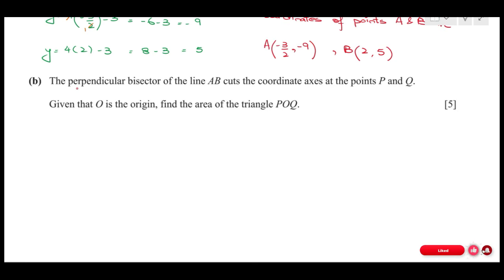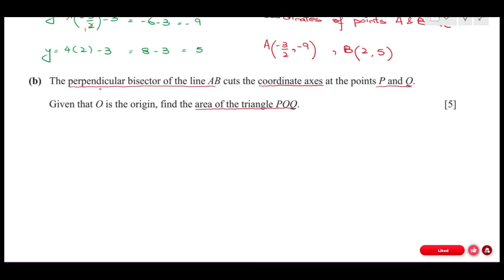Now for part B, the perpendicular bisector of line AB cuts the coordinate axes, which are basically the x and the y axis, at the points P and Q. Given that O is the origin, find the area of the triangle POQ. Okay, so first we need to figure out the perpendicular bisector of the line AB, and then it cuts the x-axis, you will get the point P. It cuts the y-axis, you will get the point Q.